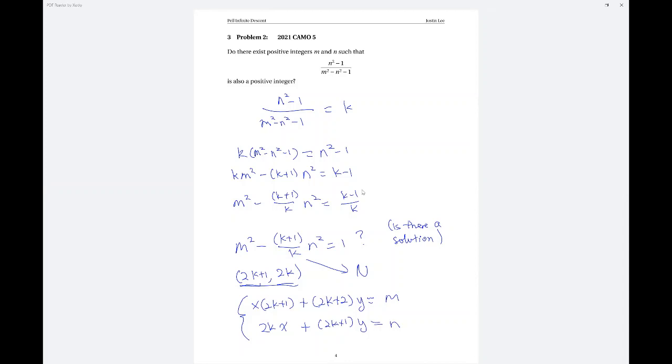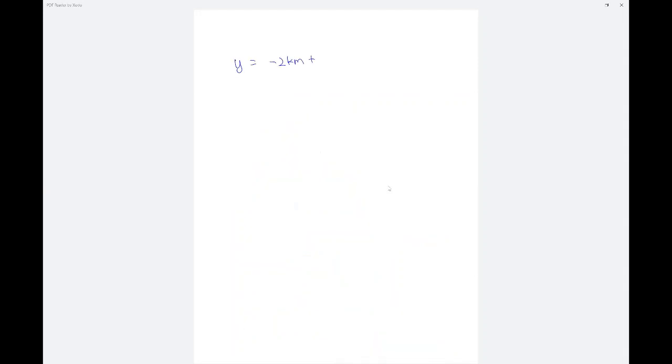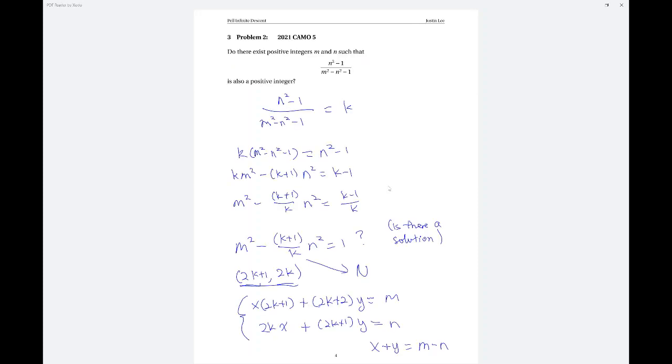So this system of equations, you'll get x and y in terms of m and n. What it is exactly, let's see. Okay, shouldn't be that bad. x plus y, if you subtract the two equations, x plus y equals m minus n. So that tells us y equals, does y equal n minus 2k times (x plus y), and (2k plus 1) n. Mental math is hard. Okay, negative 2km plus (2k plus 1) n. I believe that's right. We'll see.